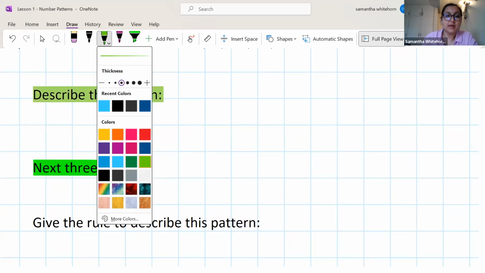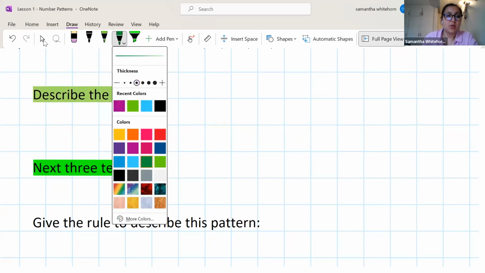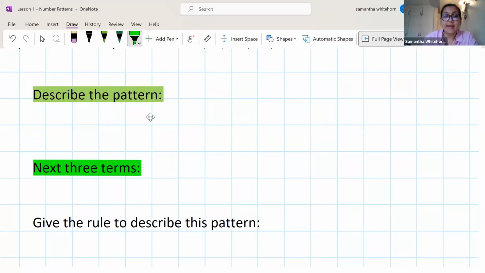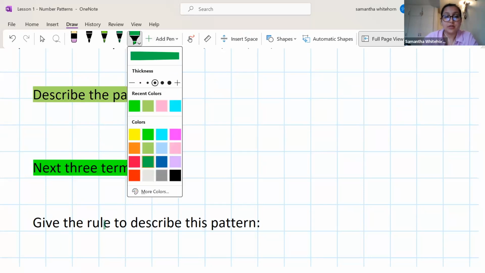Let's see what we get. And then we'll chat about what the rule would be. If you can do the rule, then that's amazing. You can keep going. But what I want to start off with is an answer to the description and then the next 3 terms.